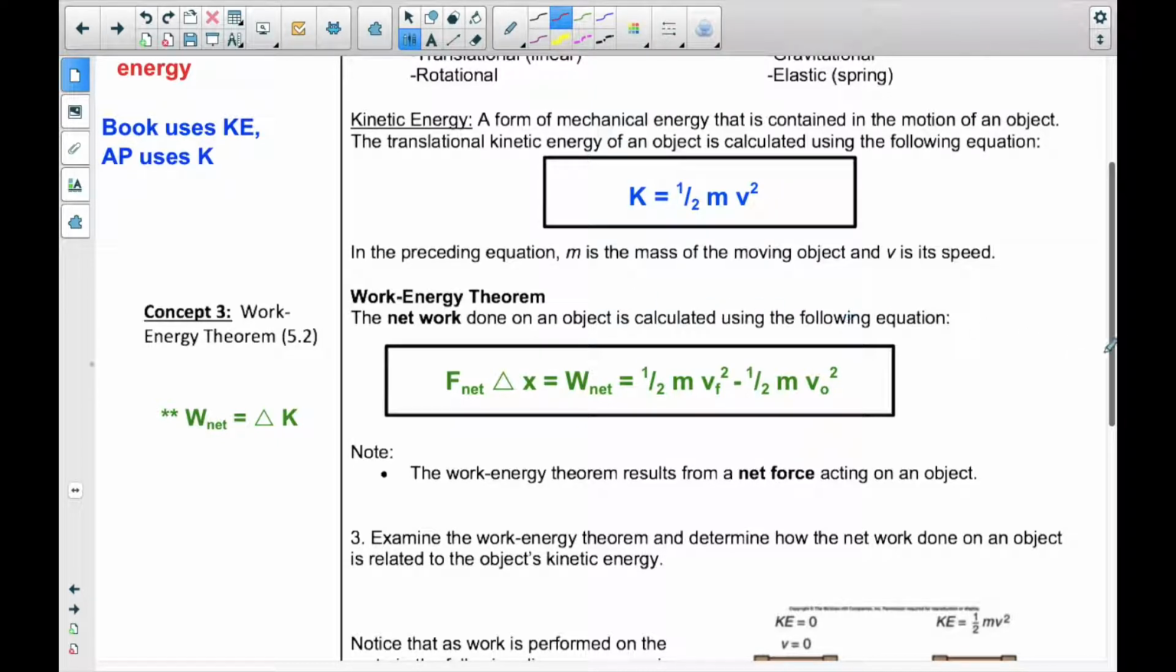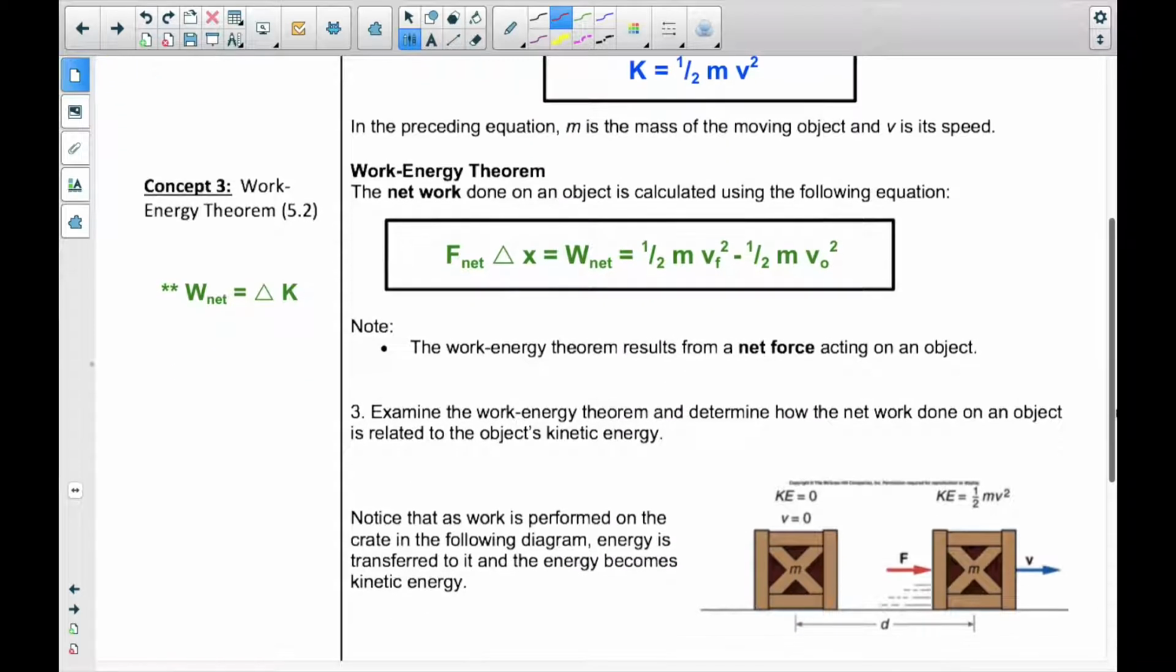The third concept is the work energy theorem, and so let's talk a little bit about that. The work energy theorem talks about net work, and I started to talk about that on the previous page, the net work done on an object. And the net work is the final energy minus the initial energy. That gives us net work.